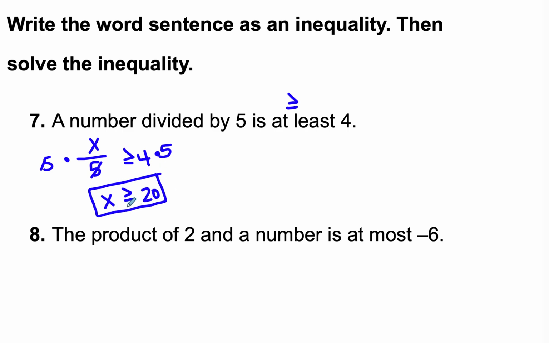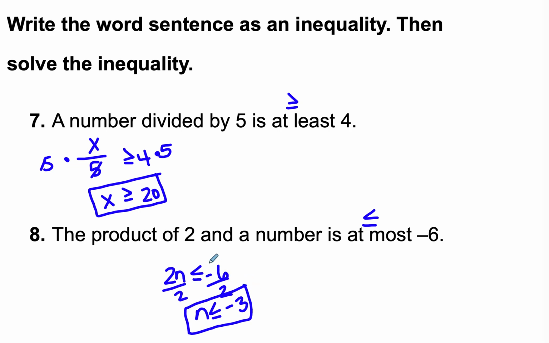All right, let's see. The product of 2 and a number is at most negative 6. Product means multiplying, so 2 times a number. I'm going to use n this time. At most means less than or equal to negative 6. All right, and then here to get rid of the times 2, we divide by 2. We have n is less than or equal to negative 3. Inequality sign is staying the same because I'm dividing by a positive.